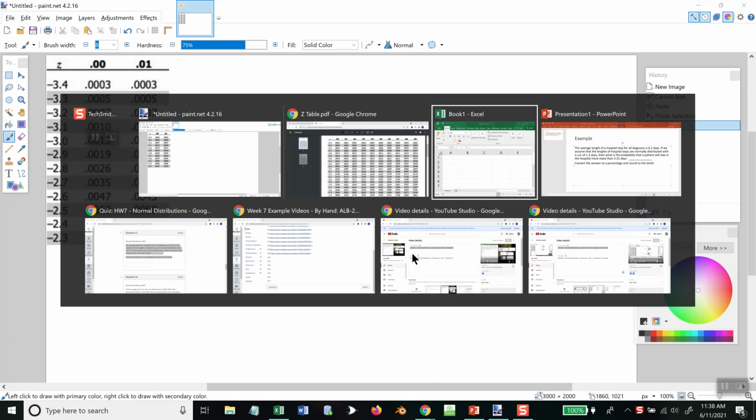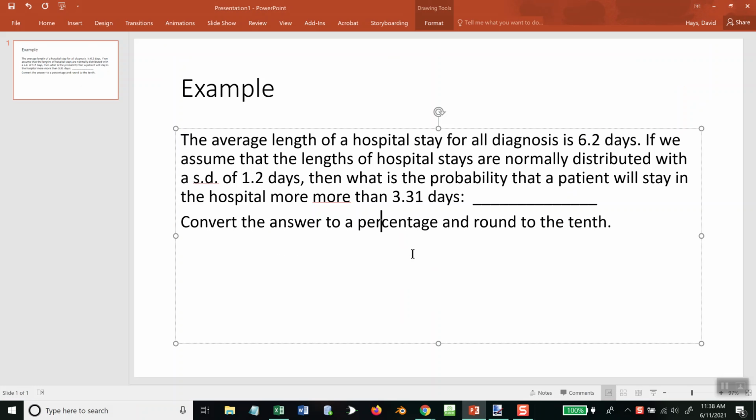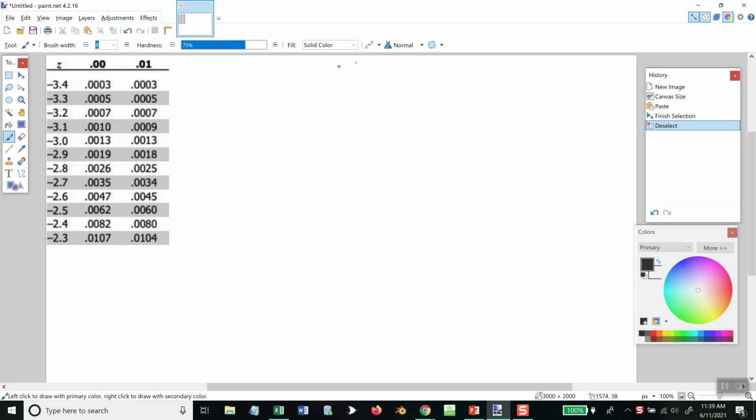Okay, let's take a look at this problem here. The average length of a hospital stay for all diagnoses is 6.2 days. If we assume that the length of hospital stays are normally distributed with a standard deviation of 1.2 days, then what is the probability the patient will stay in the hospital more than 3.31 days? Now, it doesn't refer to standard normal, doesn't give us a z score, a z value. So we have to first come up with that z.